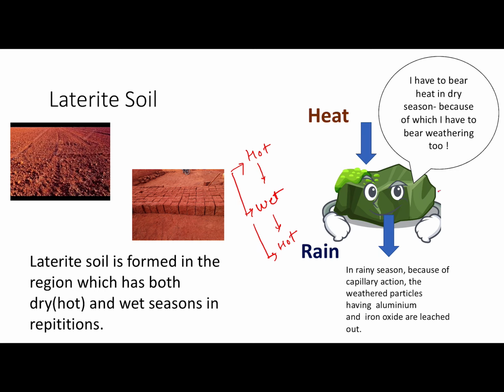So in hot climate, what happens? The rock gets expanded. Expansion of rock happens because of heat induced expansion, and then heat induced weathering of rock. Weathering of the rock means breaking down of rock into smaller particles. So when the next wet climate comes, that is the rainy season, the weathered aluminium and iron oxide are leached into the soil by capillary action.